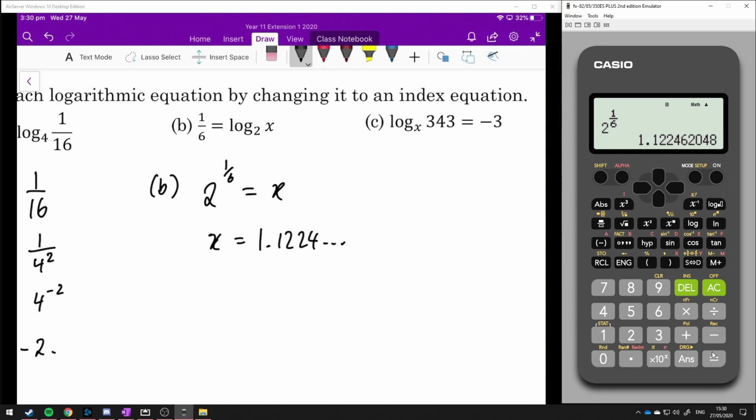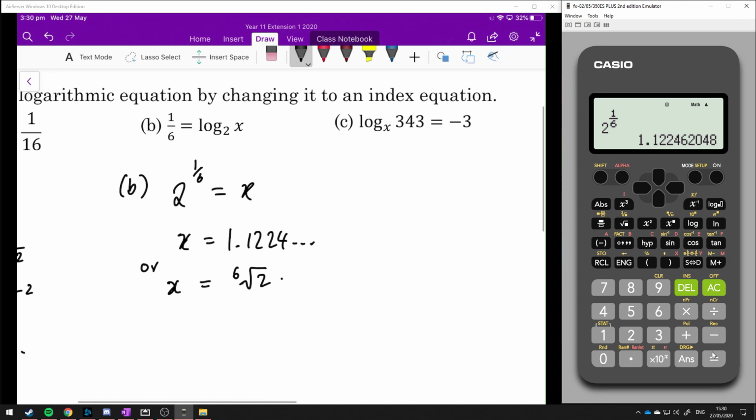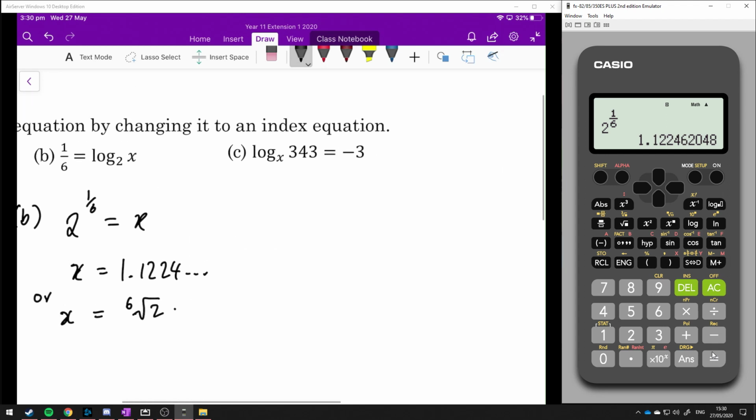But when you rearrange it, and it is just something as easy as 2 to the power of 1 on 6, you can just put it into a calculator. Or alternatively, we know that 2 to the power of 1 on 6 is just the 6th root of 2. So we can rewrite it like that as well, using our index notation and our fractional indices.